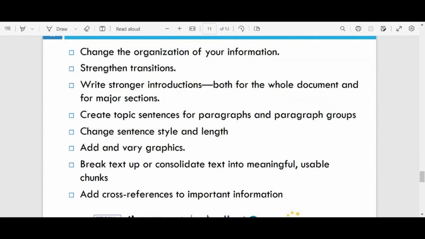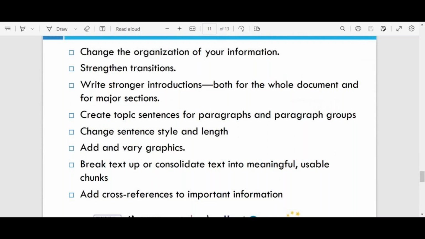Break text up or consolidate text into meaningful, usable chunks. Like I said, no big, huge paragraphs that the learner is not able to understand. Meaningful, usable chunks that they're able to understand and grasp. So something quite catchy, something quite easy for the person to grasp.